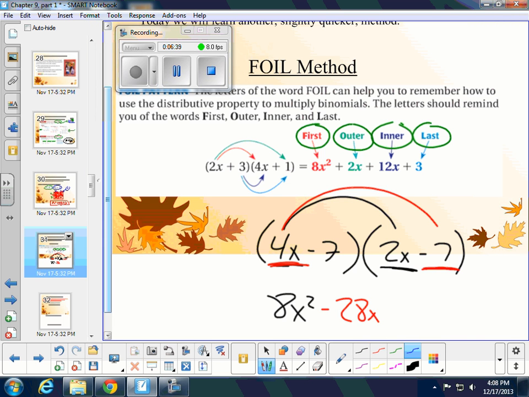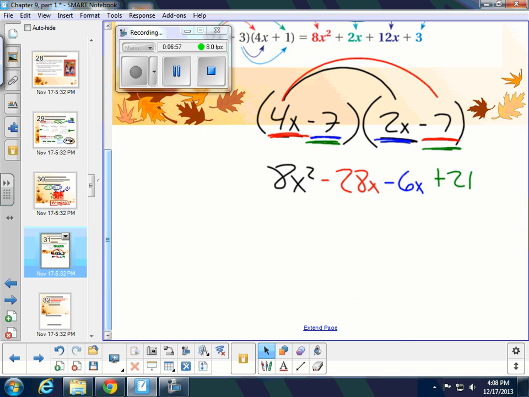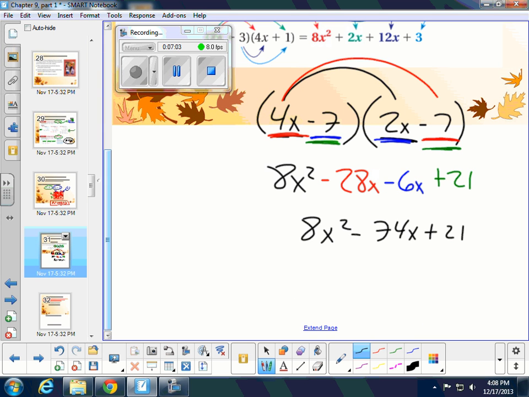The inner terms are the ones closest together here, this negative 3 and this 2x, so that's minus 6x. And then the last terms in each binomial, negative 3 and negative 7, which would give me positive 21. And then I could collect like terms to get my result: 8x squared minus 34x plus 21.